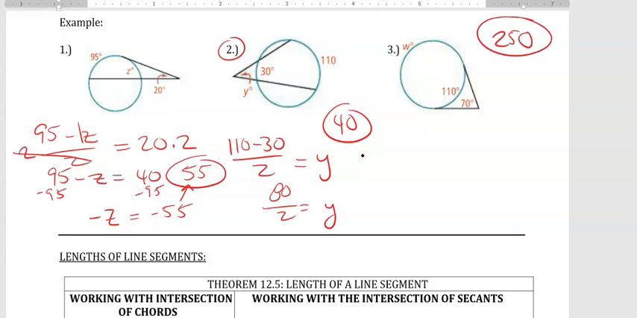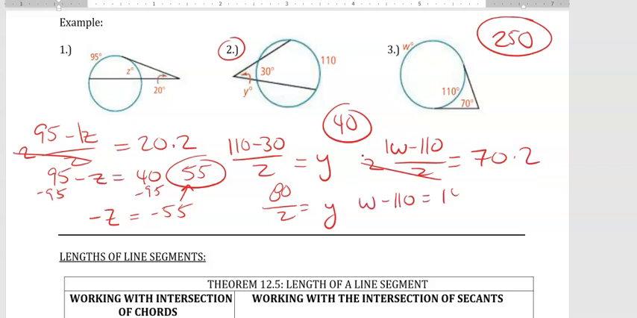But if we use the formula, it'd be big minus small all over 2 equals the angle outside. Once again, 110 is divisible by 2, but the coefficient on the W1 is not divisible by 2, so I don't want to divide both by 2. I'm just going to multiply both sides by 2, and you get W minus 110 equals 140. And when you add 110 to both sides, you get 250.